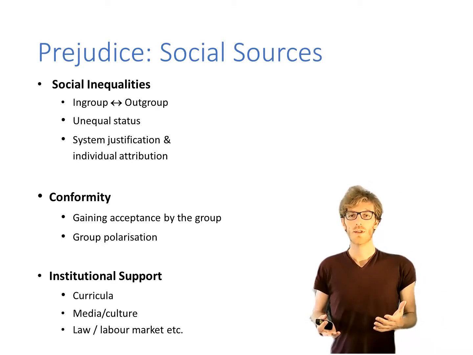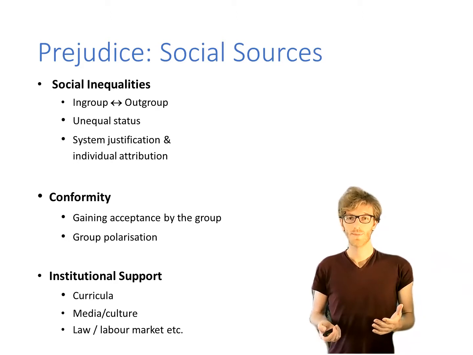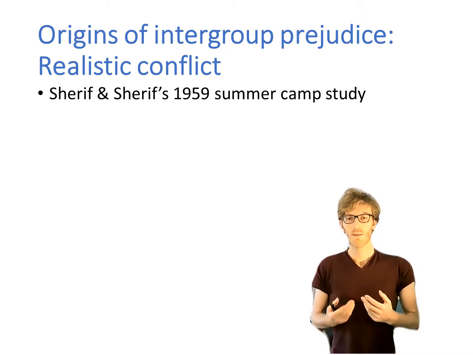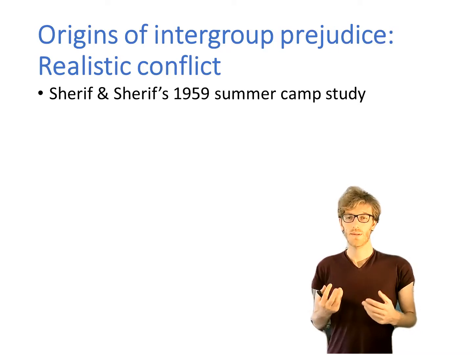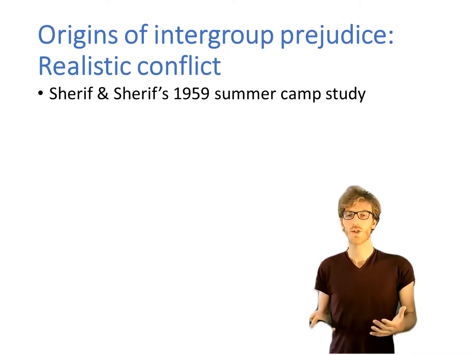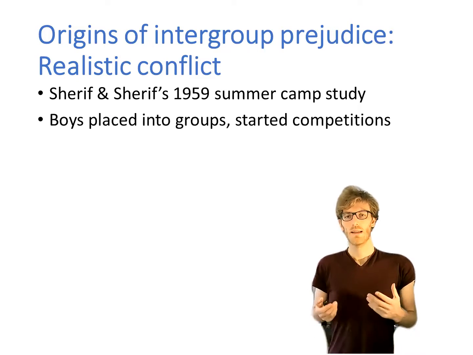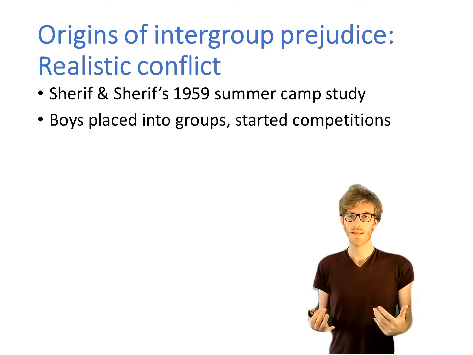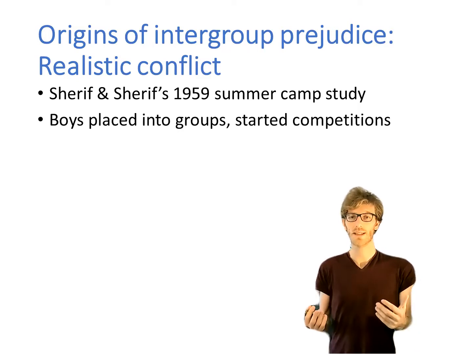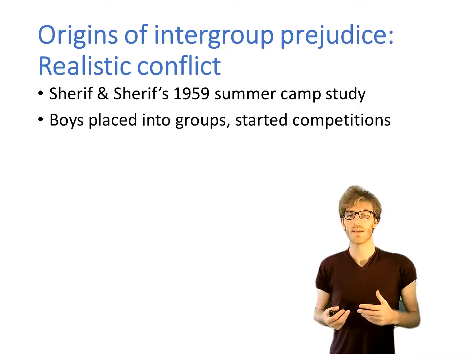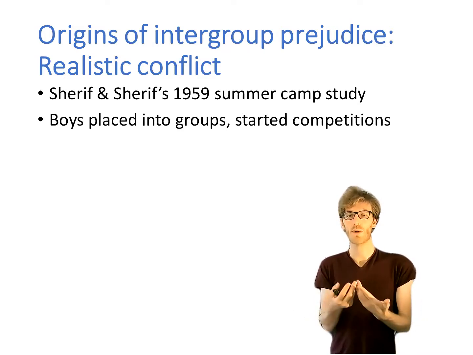One other possible source of prejudice might be realistic conflict. This was studied, and the term was popularized by Sherif and Sherif, who ran a famous summer camp study. The idea there was that two groups of boys arrived on a campsite. They didn't know that the other group was even there, so they got to know each other, developed friendships, and then they were brought into contact.